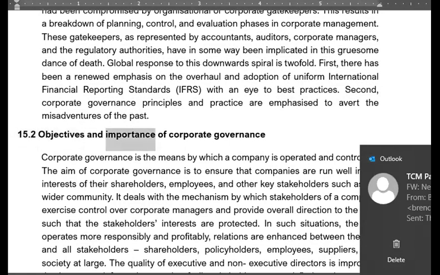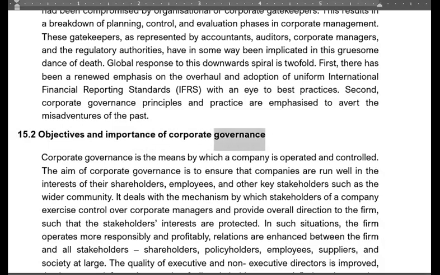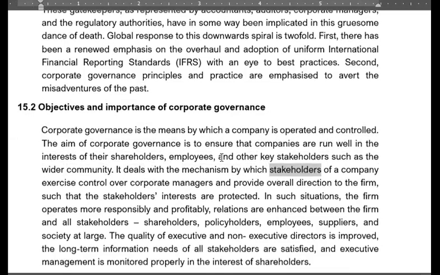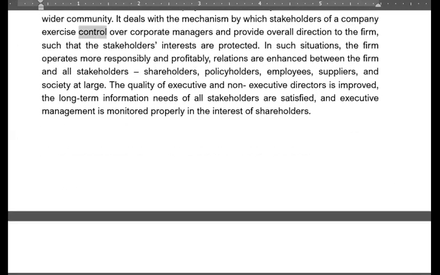15.2 Objectives and Importance of Corporate Governance. Corporate governance is the means by which a company is operated and controlled. The aim of corporate governance is to ensure that companies are run well in the interests of their shareholders, employees, and other key stakeholders such as the wider community. It deals with the mechanism by which stakeholders of a company exercise control over corporate managers and provide overall direction to the firm, such that the stakeholders' interests are protected.